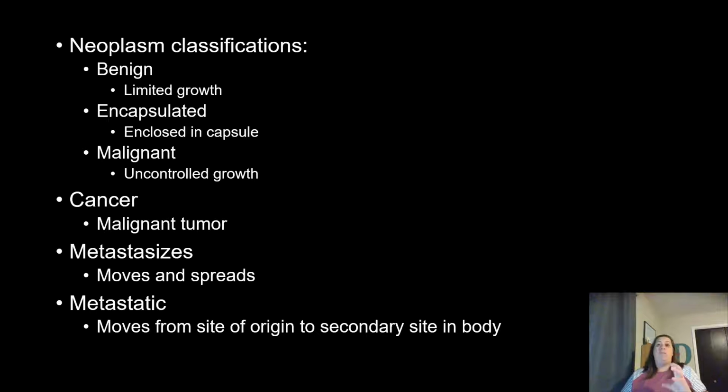So if we talk about prognosis, remember that term, like the outcome, the prognosis for stage 1, early detection, hasn't spread, is better than the prognosis for an individual who's in stage 4. All right, because it's spread so much, it's a lot harder to treat.